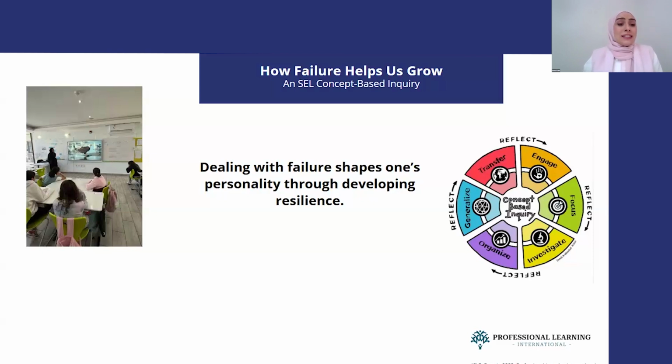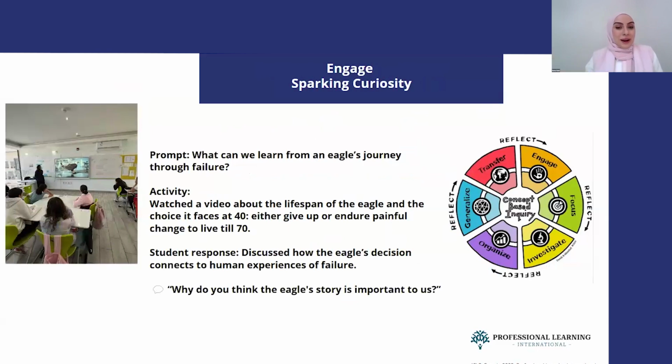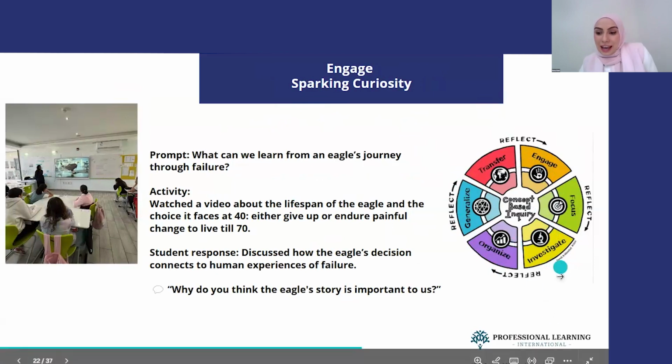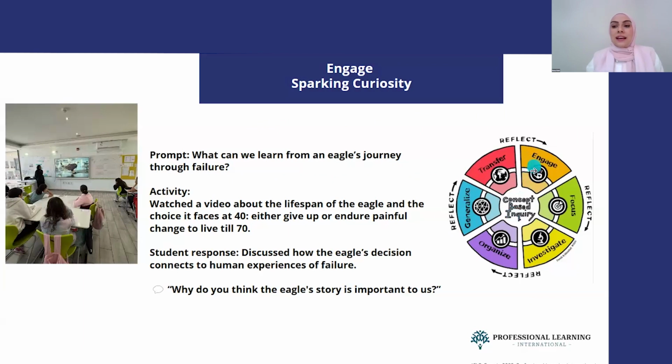So again, this is the conceptual understanding. This is what we wanted our students to understand. Dealing with failure shapes one's personality through developing resilience. As you can see on the right, you can find the inquiry cycle that is developed by the CBI, by Rachel and Marshall. So here you can find that we start with how to engage the students, focus, investigate, organize, generalize, and transfer. In this slide, I'm going to show you how we engage the students.